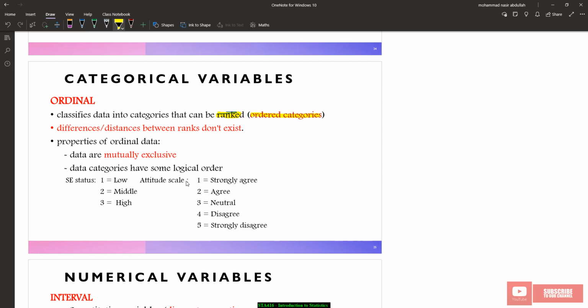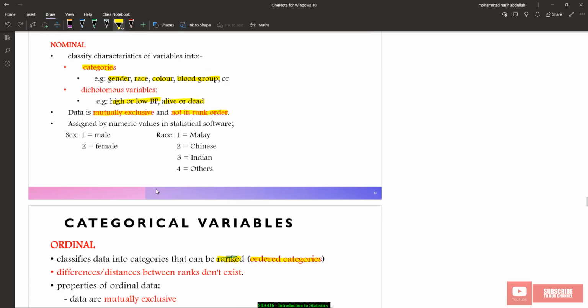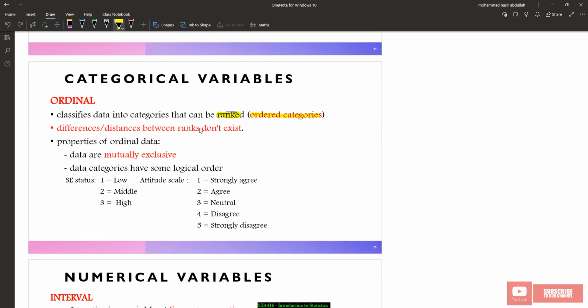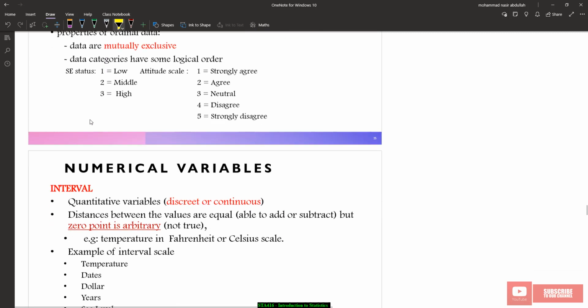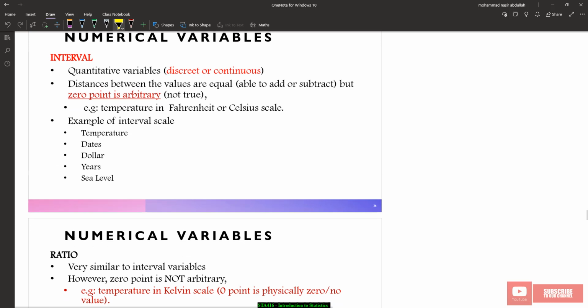So ordinal scale. The difference between ordinal and nominal is that nominal cannot be ranked. Ordinal can be ranked or must be in order. Right? That is the difference between ordinal and nominal. Both are categorical variables, which lie under qualitative variables. Right? So for interval scale and ratio scale, both scales lie under quantitative variables.